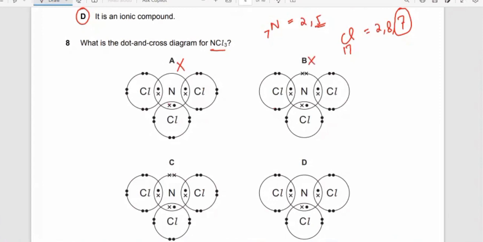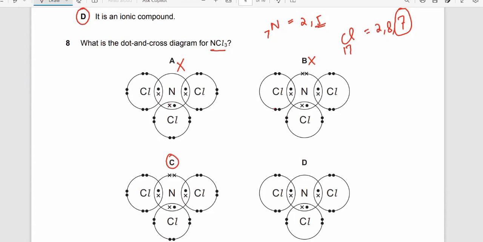You can see here that nitrogen has 5 electrons, 5 crosses are there. It's okay. And chlorine, how many? 1, 2, 3, 4, 5, 6, 7, and all chlorines have 7. One electron is shared between the chlorine and nitrogen, and 1 electron of nitrogen with the chlorine. In the same way, 3 electrons of nitrogen are shared with 3 different chlorines, and 1 lone pair is there. So this is the correct one.